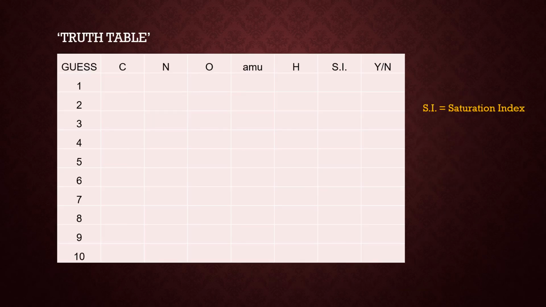So the truth table I'm referring to is organized as indicated. I have a column of guesses, numbered however many I want. And then across the rows, I have the number of carbon atoms, the number of nitrogen atoms, the number of oxygen atoms, the resultant AMU when I take those, and then the number of hydrogens I need to balance out the M to Z value in AMU. So in other words, finish off the molecule.